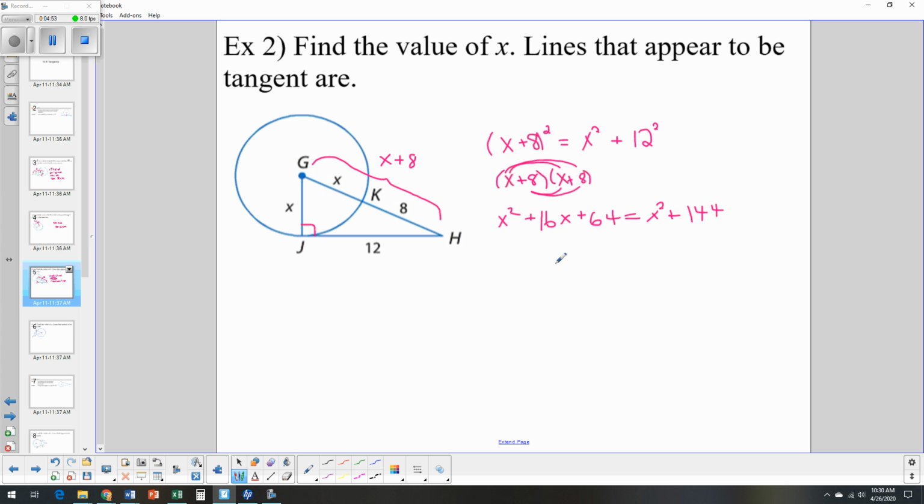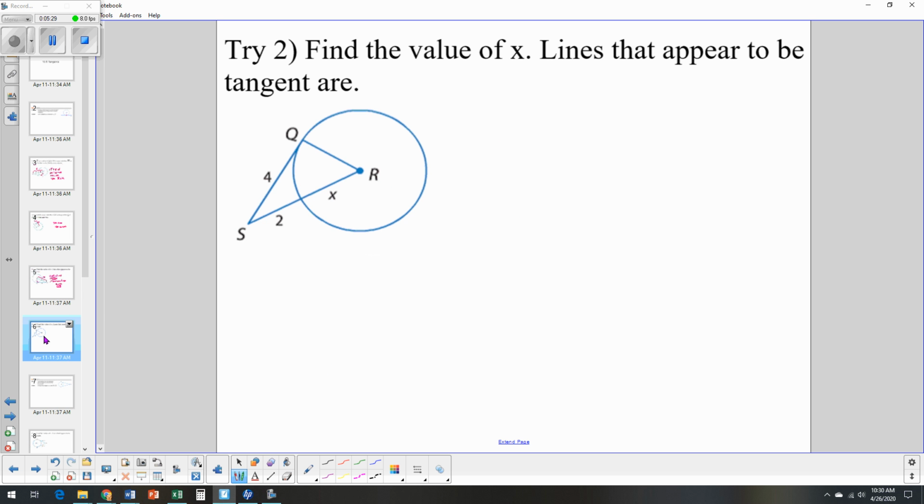So what's really nice here is I have an x squared on this side and an x squared on this side. So they're actually going to cancel out, right? If I subtract x squared from both sides, they both go away. So I'm left with 16x plus 64 equals 144. So I'm going to get rid of the 64. I'm going to subtract 64 from both sides. So I get 16x equals 80. Divide both sides by 16. I get x is 5. And there's my answer. Pause and try this one, and when you come back, check your answer.